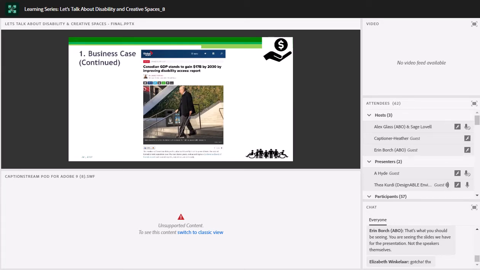The Conference Board of Canada in 2018 published a report that we're seeing here on the screen that was reported by Global News, showing that the Canadian gross domestic product stands to gain $17 billion by 2030 by improving disability access. Ontario's population in 2018 was about 14.2 million. The Canadian Survey on Disability, also from 2018, shows that 22% of Canadians now report having at least one disability. So if we took that 22% and applied it to our Ontario population, that means about 3.1 million people in Ontario benefit from accommodation.